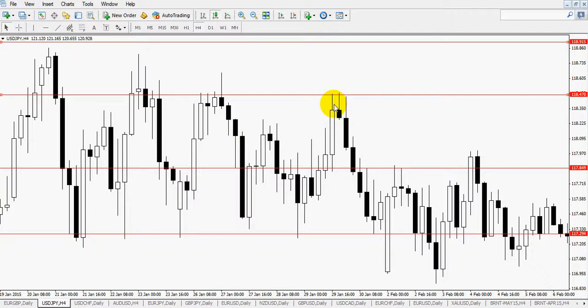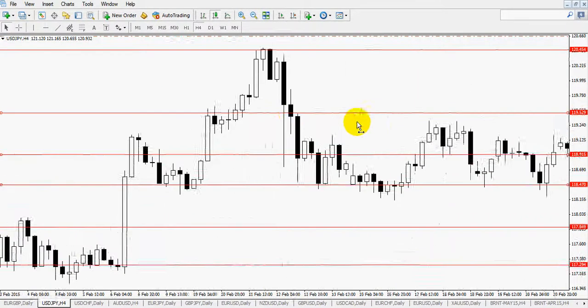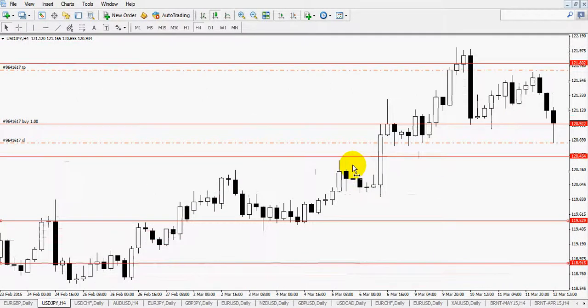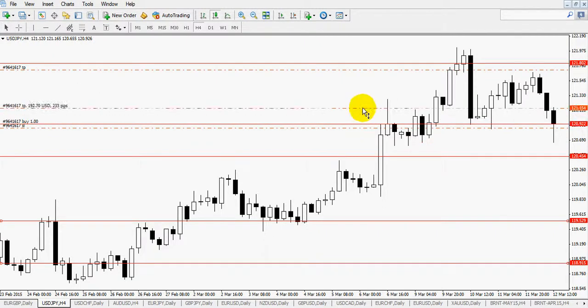I like trading on the 4-hour time frame. So this chart is a live chart. I also placed a trade today on the US dollar Japanese yen. I bought. So far the trade is doing quite well. It has just begun.